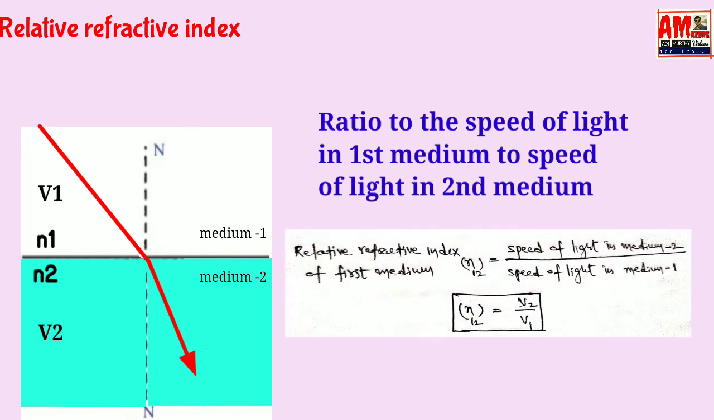Likewise, the relative refractive index of the first medium with respect to the second medium is equal to the speed of light in medium 2, that is V2, by the speed of light in medium 1, that is V1. N12 is equal to V2 by V1. Remember that for relative refractive index, the speed of the medium with respect to which it is measured should be in the denominator.